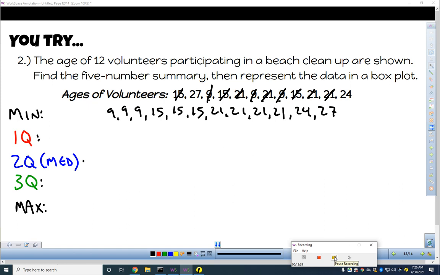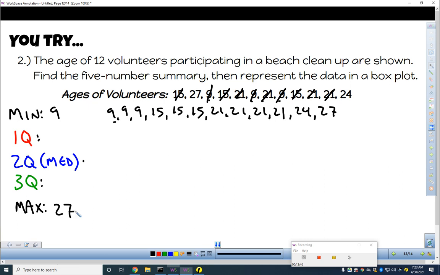So we're given the ages of 12 volunteers participating in a beach cleanup. I've ordered them from least to greatest. I'm going to find the 5-number summary. The lowest age, the youngest person, is 9. The oldest person volunteering today is 27.